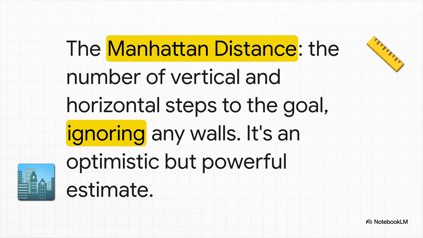And for a problem like our maze, one of the best heuristics is called the Manhattan distance. It sounds complicated, but it's brilliantly simple. You just count how many squares you'd have to move left or right, and how many you'd have to move up or down to get to the goal. You just completely ignore the walls. It's an optimistic guess, for sure, but it does an amazing job of pulling the search in the right direction.